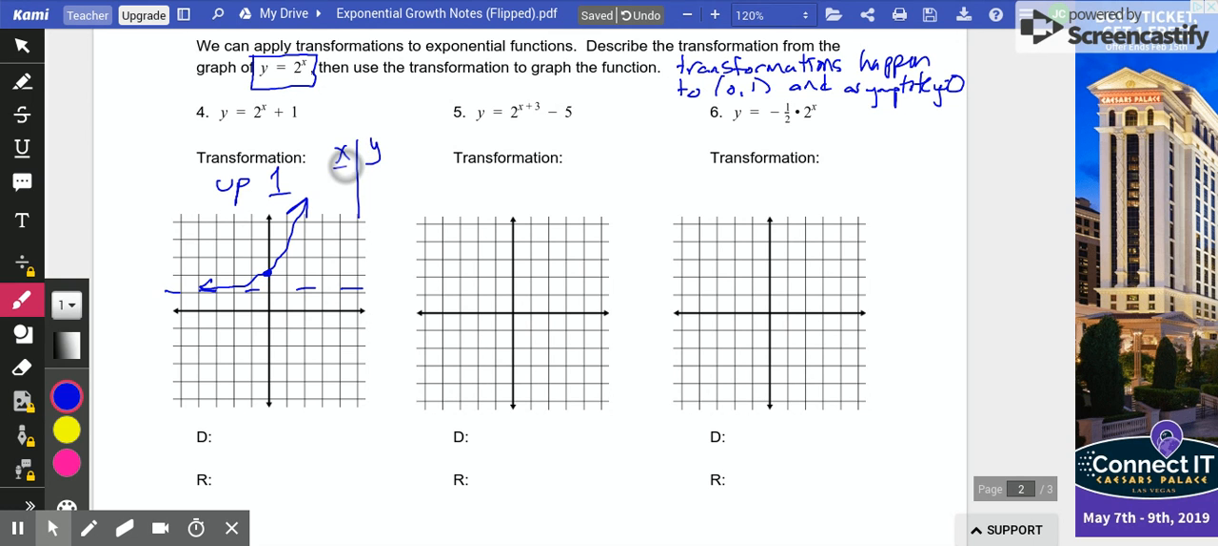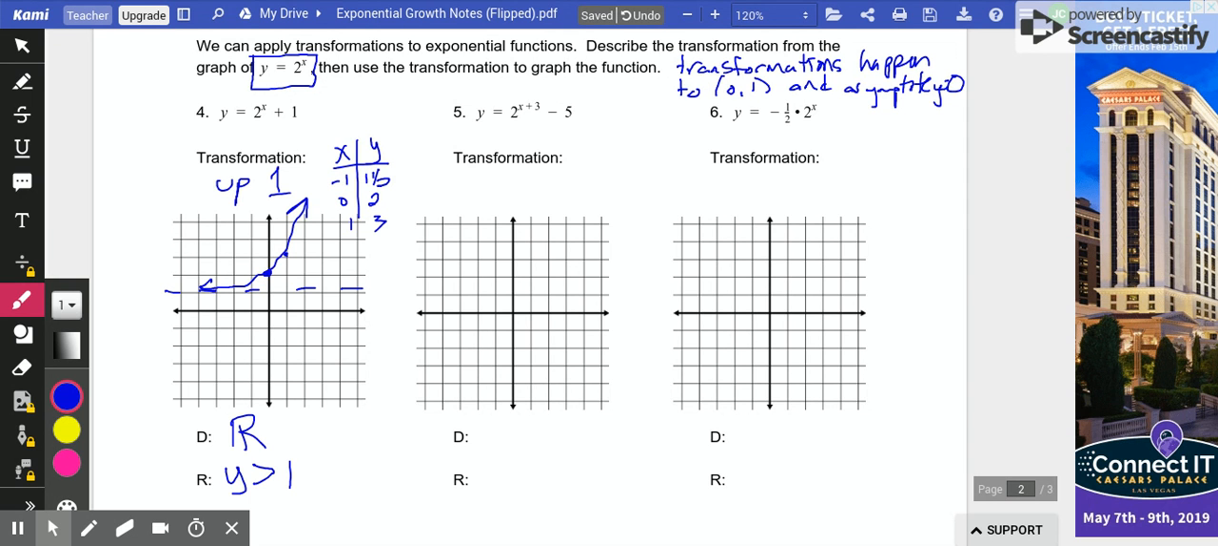If you wanted to plug in a couple more numbers, you most certainly could. Do a little xy table, plug in -1, 0, 1. You would end up with 1.5 here. When you plug in 0, you end up with 2. When you plug in 1, you would end up with 3. So hopefully I got those mostly right. All right, so the domain, still all real numbers. And our range, that has shifted up 1, because remember our asymptote shifted. So our range is greater than 1 instead of greater than 0. All right, let's check out the next one.